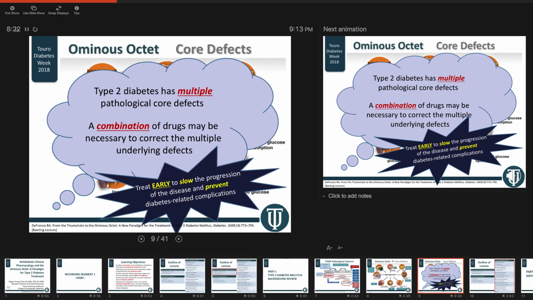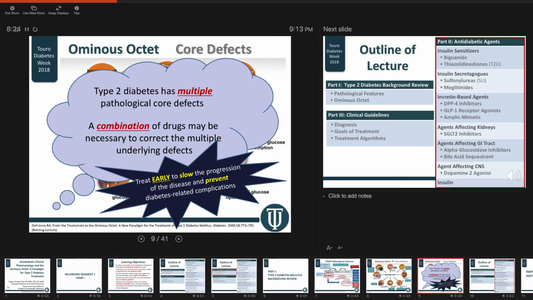So in a nutshell, there are multiple core defects that will impact the development of type 2 diabetes. Because there are multiple core defects, when it comes to treatment, we will need a combination of drugs to hopefully manage the condition. The key here is to treat as early as possible, to hopefully slow down the progression of the condition and to prevent complications.